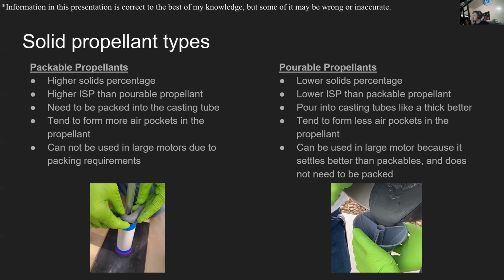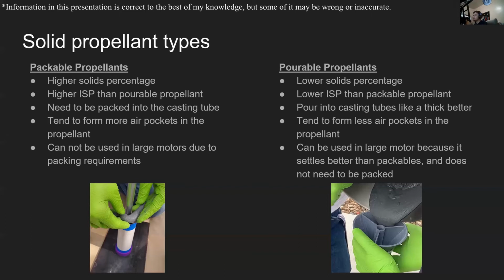The other type of propellant is a pourable propellant. These normally contain a lower solids percentage than packable propellants, and therefore have a lower ISP than a packable propellant. Additionally, they're nice because they pour into the casting tube. So as you can see in that photo, you can use a funnel to pour them or cast them into a casting tube, so that you don't have to pack them in and they settle out nicely.